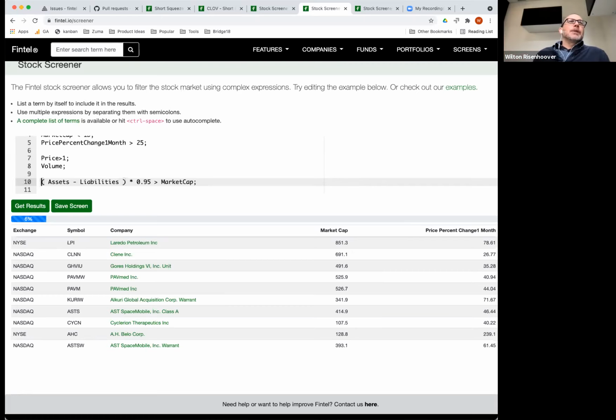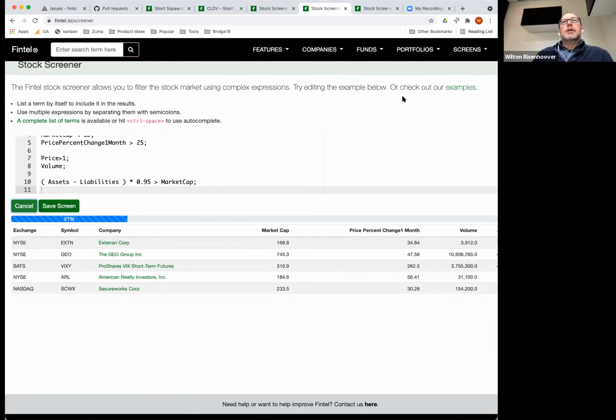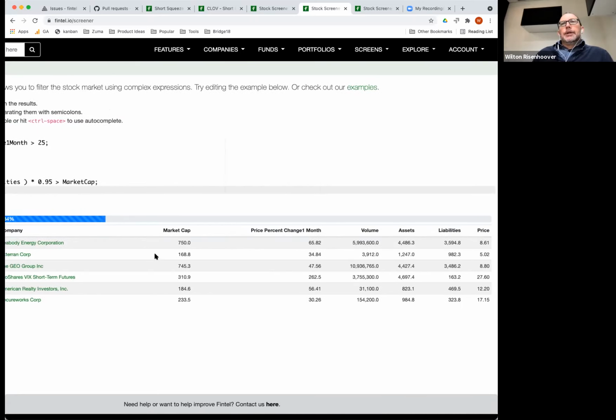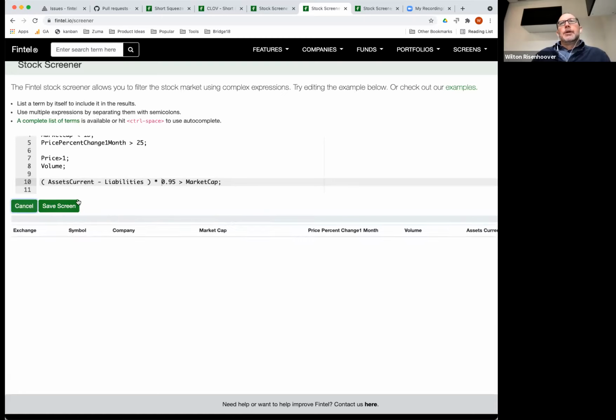So the idea here is that you can actually put complex expressions in here. Now, I don't think we're going to see a whole lot of companies when I run this, because there's not a lot of companies these days that are so undervalued that this is actually true. Well, here's one right here. Here's a couple here. So these would all be kind of interesting to Benjamin Graham. He actually used current assets, and I doubt this would show much, but this is the idea.